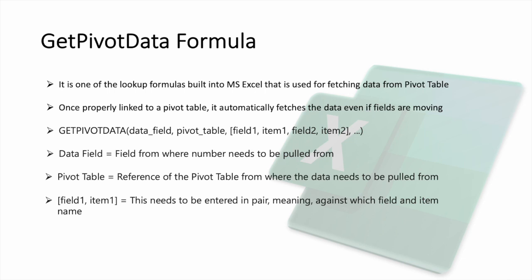Let's have a quick look at the syntax of the formula, and we'll then jump onto an Excel file to see how it works. There are broadly three parameters. Data field: here you need to type in the field name where your numbers are coming from. Pivot table: here you need to mention the cell where your pivot table is. And then next is a set of pairs, that is field and item. Here you need to type in the field and its corresponding item which you want to fetch. So let's quickly jump over to Excel and see how this works.